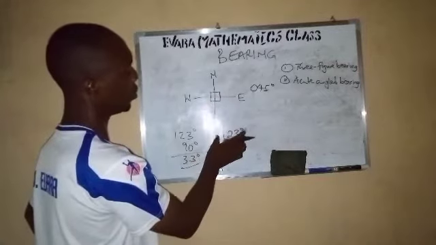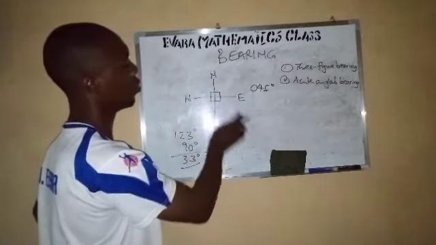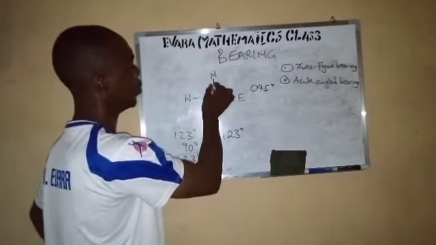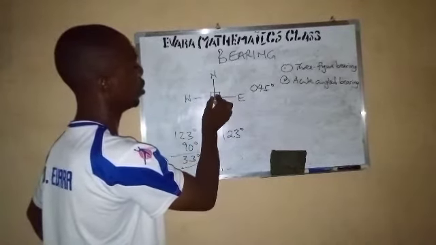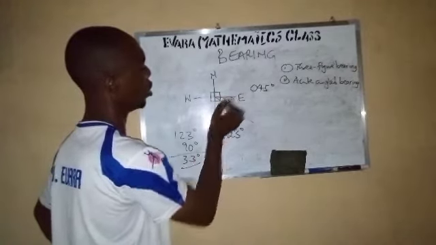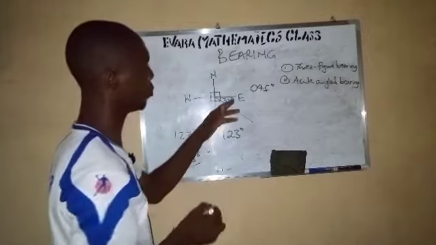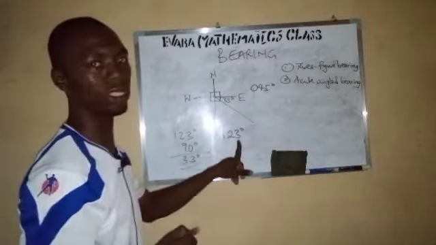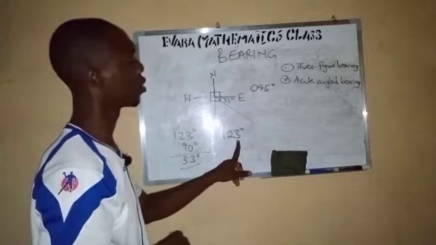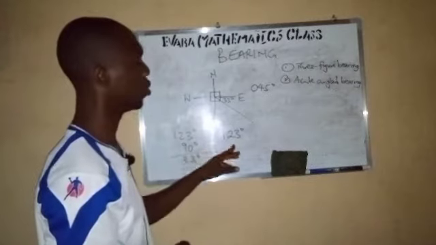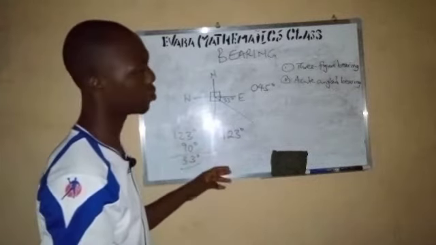So to represent this bearing using this cardinal point, this is 90, and we have the remaining 33 degrees here. So when we see something like this, it means 123 degrees. This is how to represent bearing in 3 figures. It will have 3 digits.